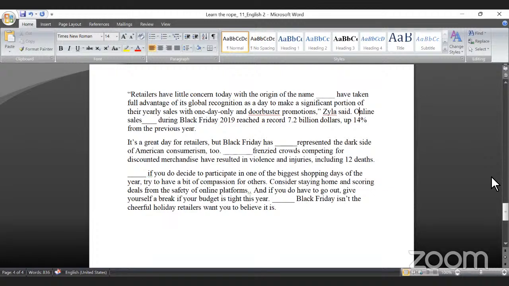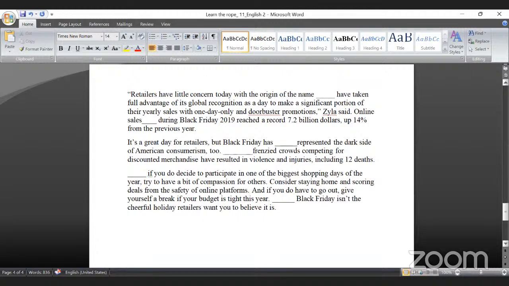Okay, last one is, if you do this dash, if you do decide to participate in one of the biggest shopping days of the year, try to have a bit of compassion for others. Simple connector. So, okay, you can say, so if you decide to participate in one of the biggest shopping days of the year, try to have a bit of compassion for others. Whenever? Whenever, no, because you already have if. There is if already in the sentence. Without if, you can use whenever.